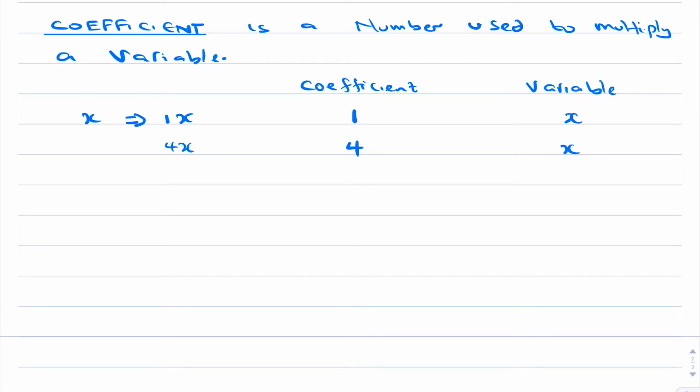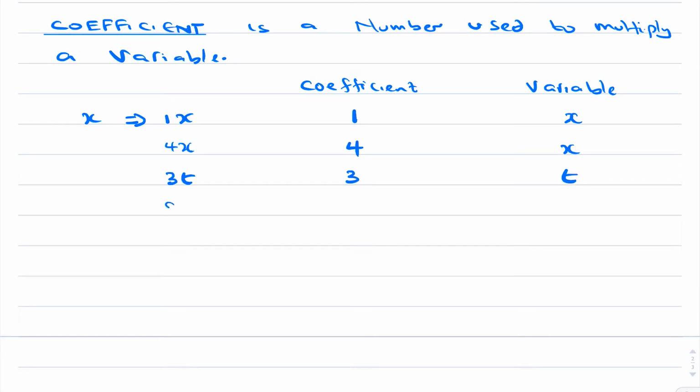What about if I write 3t? What is the coefficient and what is the variable? Pause, write it down, and then check. So the coefficient is 3, the variable is t.